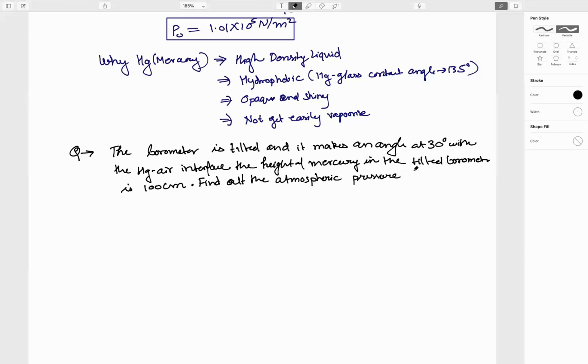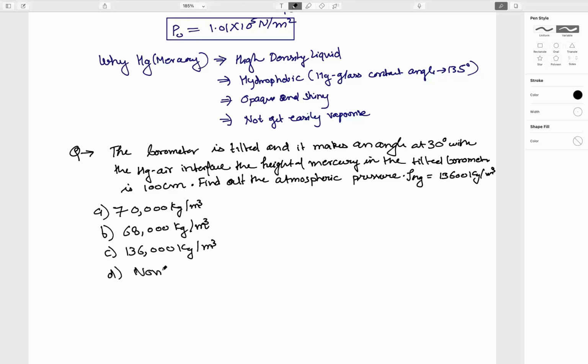The density of mercury is 13600 kg per meter cube. Options are 70,000, 68,000, 136, none of them. Let's go through this question and try to solve it.